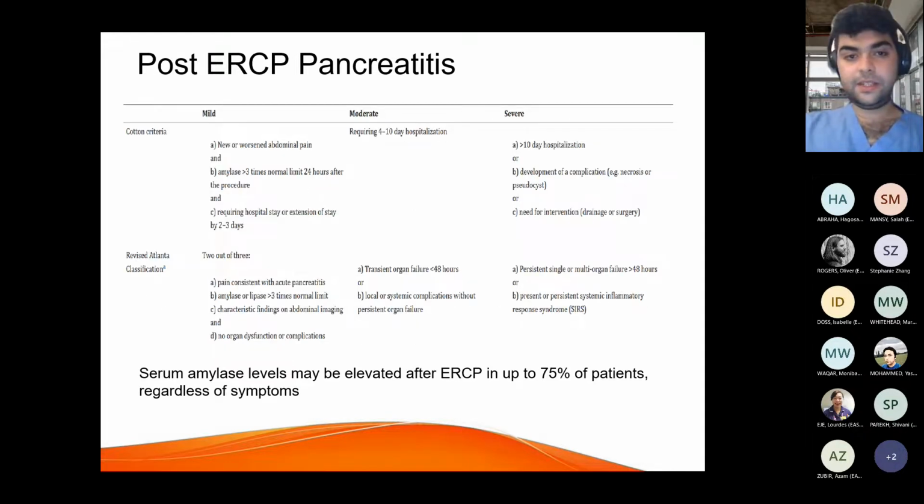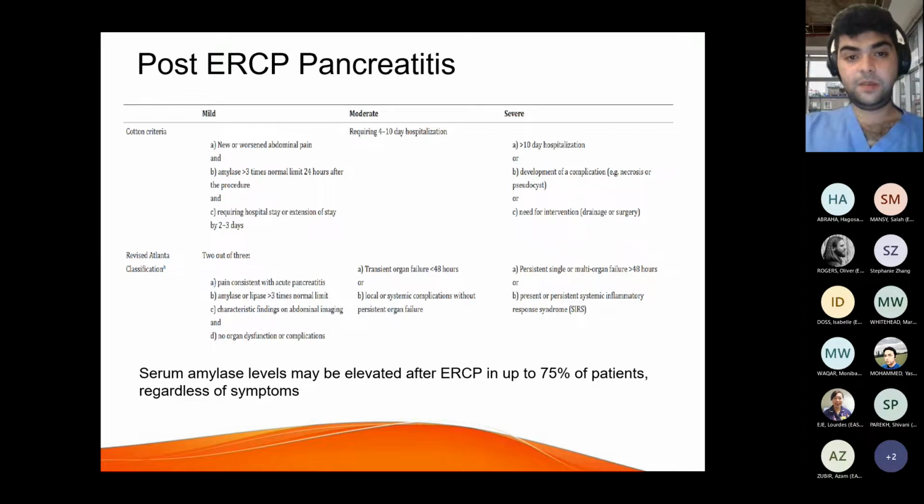The way of diagnosing post-ERCP pancreatitis is a bit difficult. One of the problems is that if you do a serum amylase routinely after an ERCP, it can be elevated in up to 75% of your patients. So if you have someone who has a perforation, you do an amylase and it's raised, you could falsely believe that you're dealing with post-ERCP pancreatitis when in fact it's something more serious and more sinister.